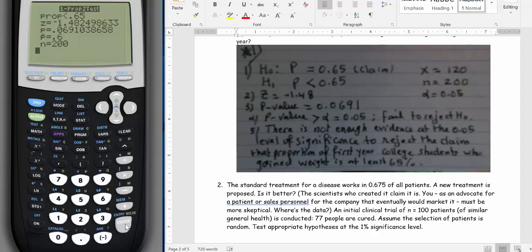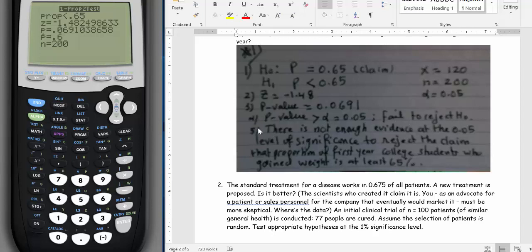Now step number 4, guys, ask yourself, is this p-value bigger than alpha or less than alpha? Well, you know this is 6.9%, which is bigger than 5%. If the p-value is bigger than alpha, larger than alpha, you must fail to reject H0.